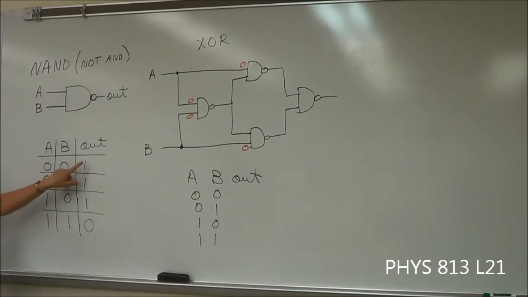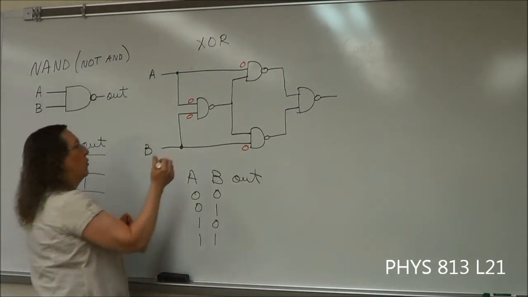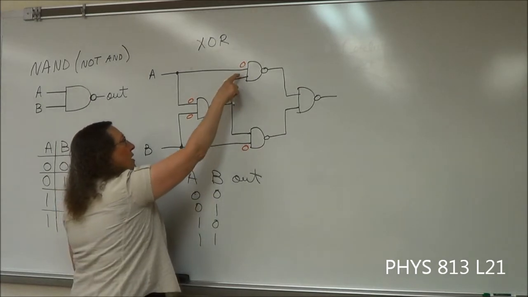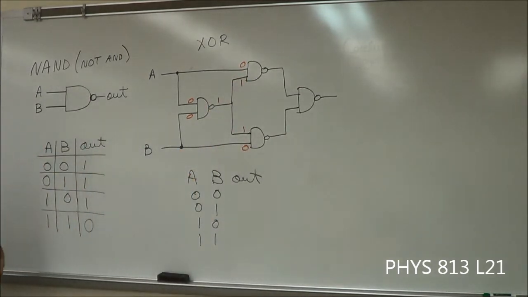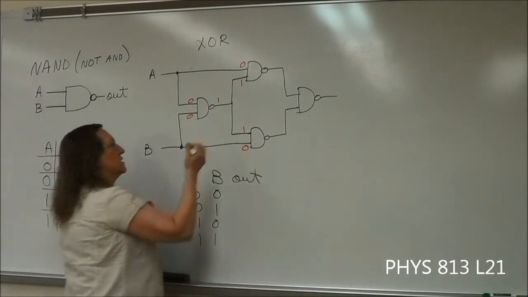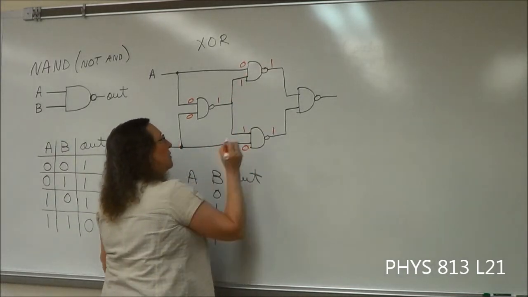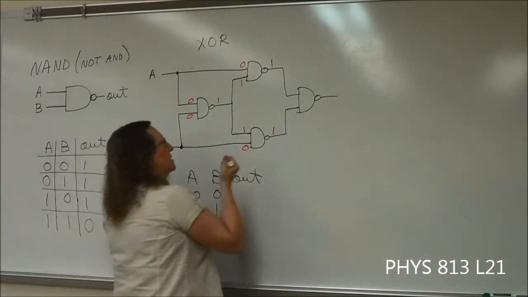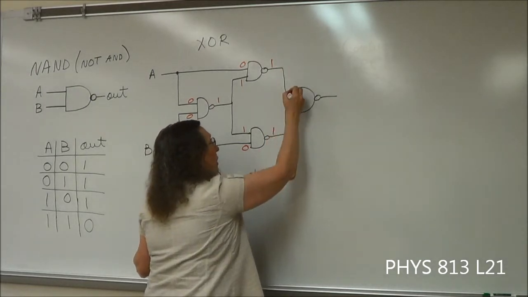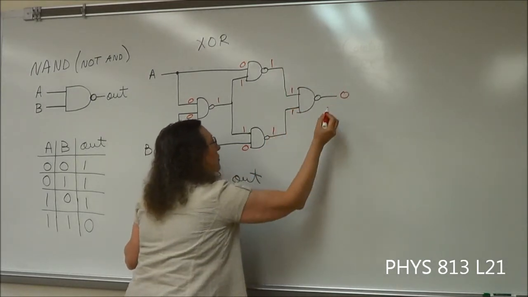So 0, 0 gives us a 1. So we put a 1 here, and that 1 goes to both of these places. Now, we have 0, 1 or 1, 0. Both of these give us a 1. So this is going to be a 1. This is going to be a 1. Then we look down here. 1 with 1 is 0. So that's a 1. I'll put it in there. So our output is 0.